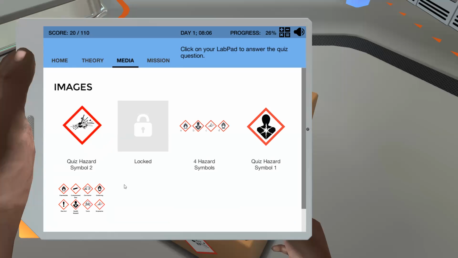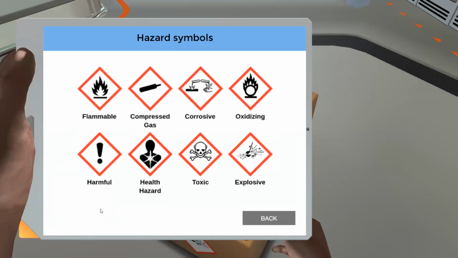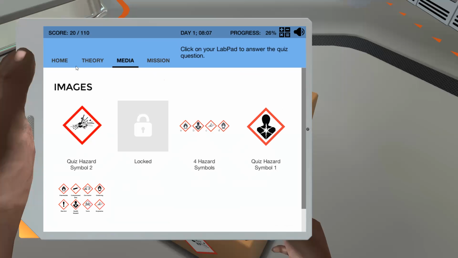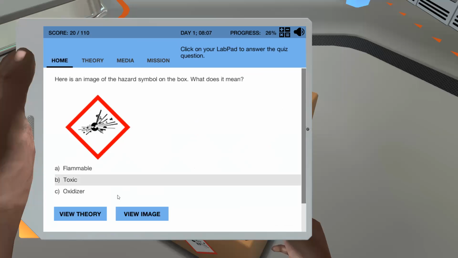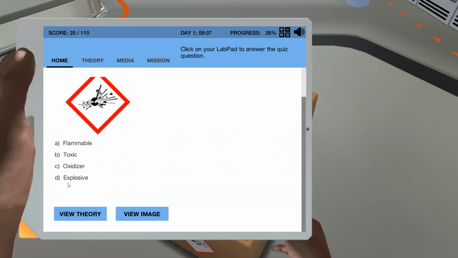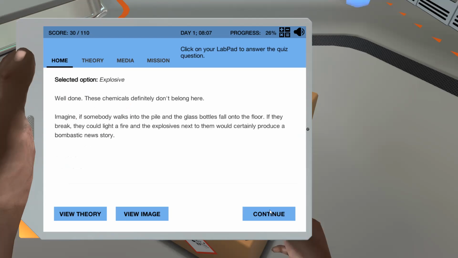What does that mean? This one, explosive. Okay, that's what I figured. But, okay, go back home. And I don't see it on there. That's why, oh, that's why, because. Well done. These chemicals definitely don't belong here.